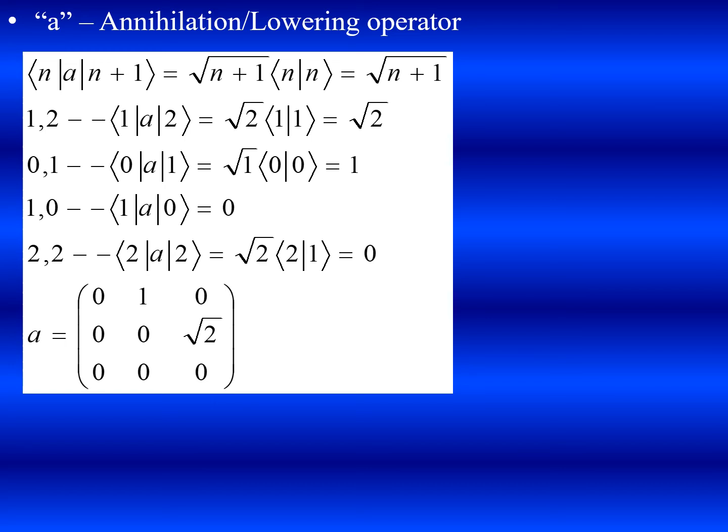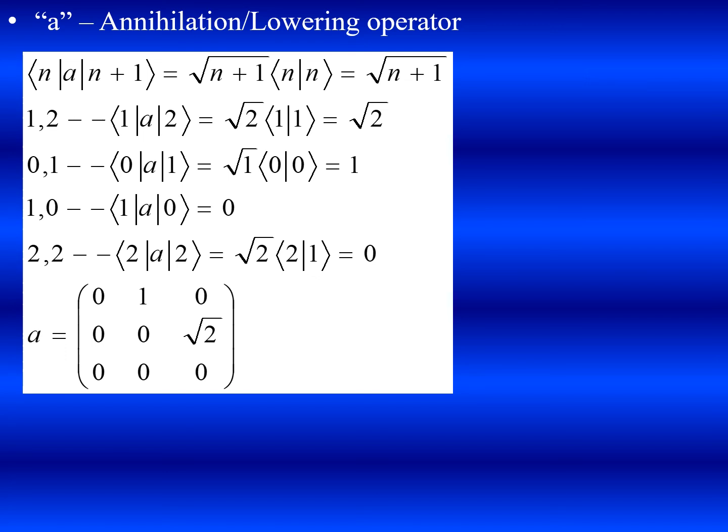Similarly for a, it is ⟨n|a|n+1⟩ equal to √(n+1). So here also take 1 and 2, where 1 represents your row and 2 represents your column. So it is ⟨1|a|2⟩. This a acting on 2 gives √2, and ⟨1|1⟩ is delta 1,1, equal to 1. So it is √2. The next case is the 0,1 combination, that is ⟨0|a|1⟩, which gives √1, and it is delta 0,0, equal to 1, so it is 1. And for 1,0, if a acts on 0, it is equal to 0. Similarly for 2,2, it is √2 times delta 2,1, that is equal to 0. So only 1,2 and 0,1 have the value, all other values are 0.